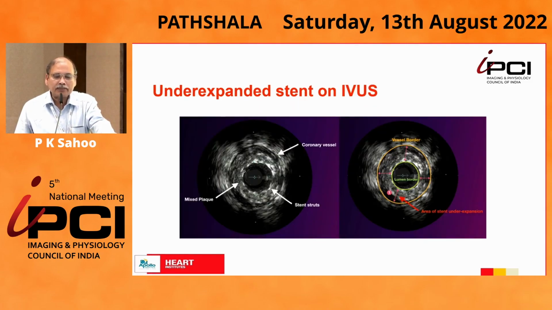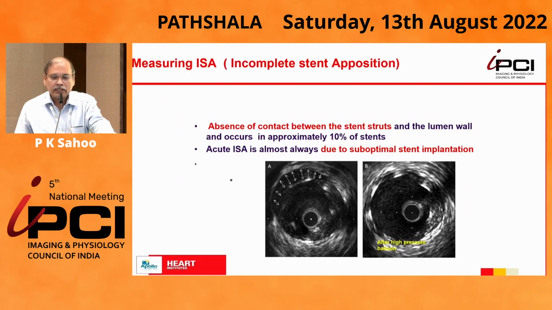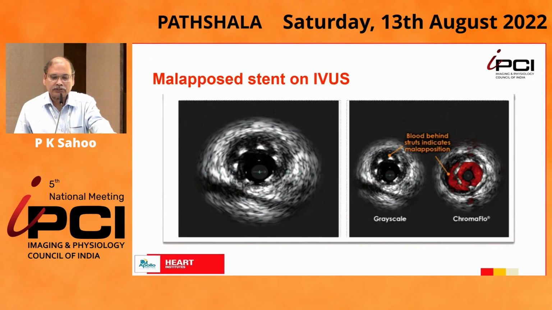These are diagrams of an underexpanded stent, where you can see the stent has not expanded properly. Incomplete stent apposition can occur in up to 10% of stents, and these cases are identified on IVUS, and you have to go for high pressure dilatation and then finally complete the result. Here you can see this stent is grossly malapposed. We previously had ChromaFlow, where we could identify whether it is malapposed or not. But nowadays, if you just inject contrast or normal saline while doing the IVUS, you can also know whether it is malapposed or not.